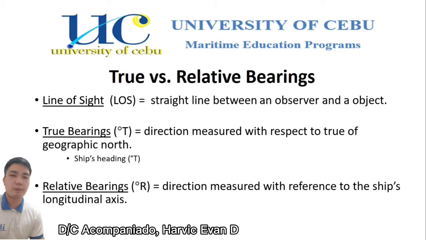Last one is the relative bearing. It is defined as the direction measured with reference to the ship's longitudinal axis. The bearing angle to the radar target may also be measured in a clockwise direction from the center line of your own ship, and it is defined as the relative bearing.